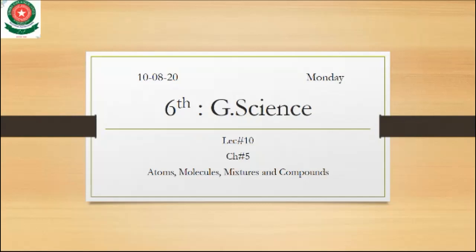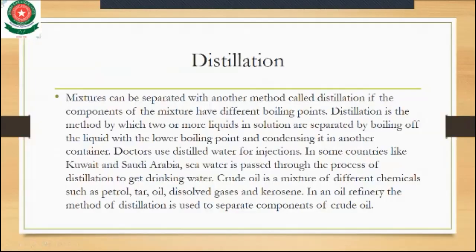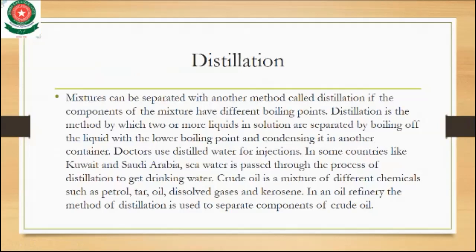First is distillation. What is distillation? Mixtures can be separated with another method called distillation. Distillation is used in large industries, on a large scale. Distillation can separate a mixture if its components have different boiling points.